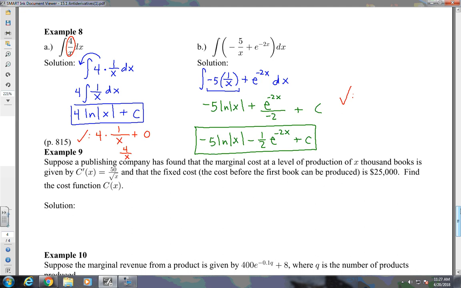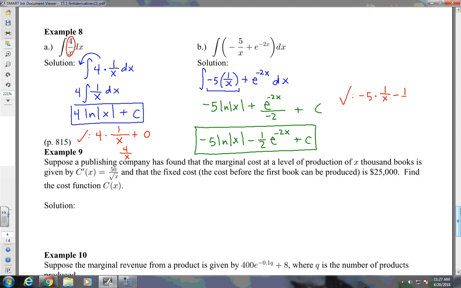Remember, we check our integral by differentiating. So the derivative of negative 5 times natural log of x is negative 5 times 1 over x. Now let's work on our e term. Now remember, we're differentiating. We're going in an opposite direction, so I have to remember which rule to use.